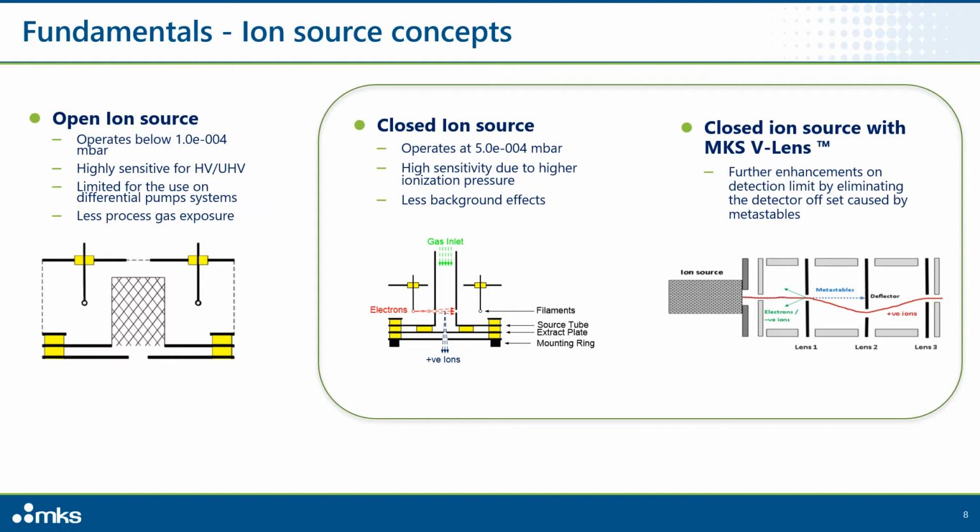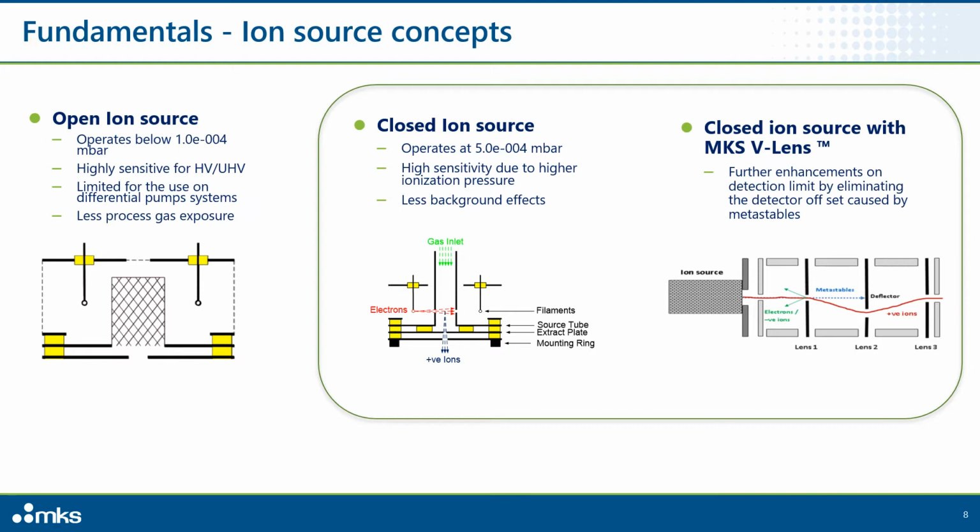Using a high vacuum pumping system, the mass spec will be maintained in its operational range of 1 × 10⁻⁷ millibar. The pressure in the source will be slightly higher, which provides a higher sensitivity.